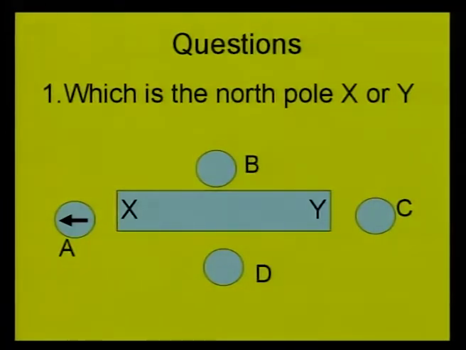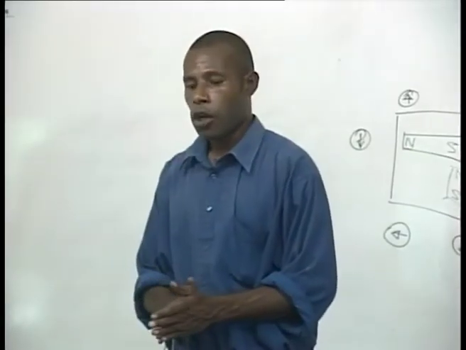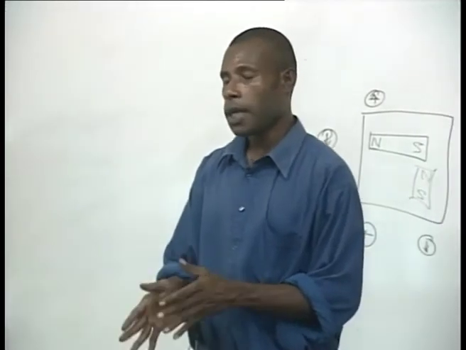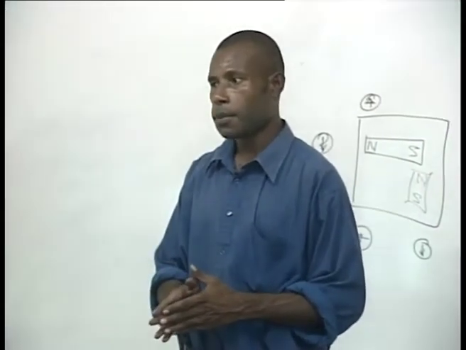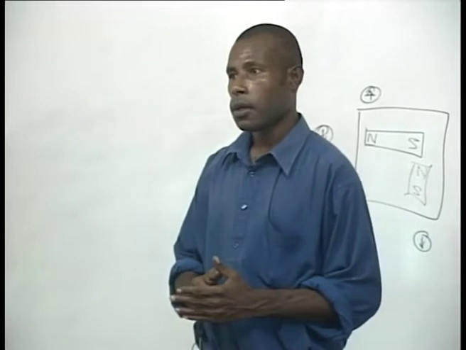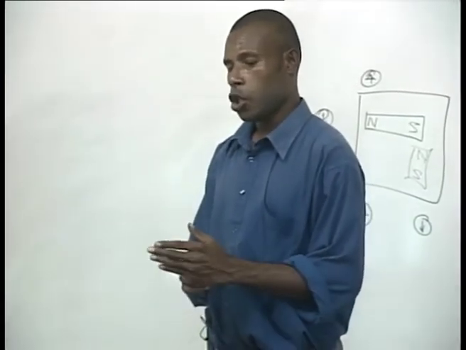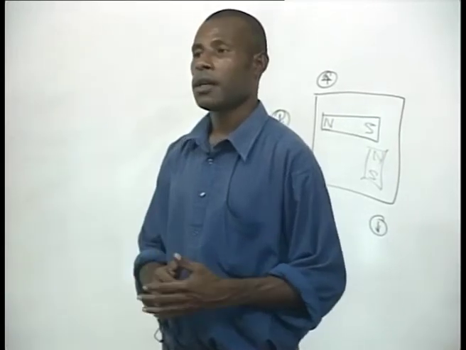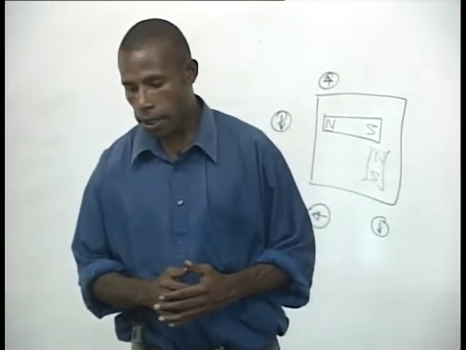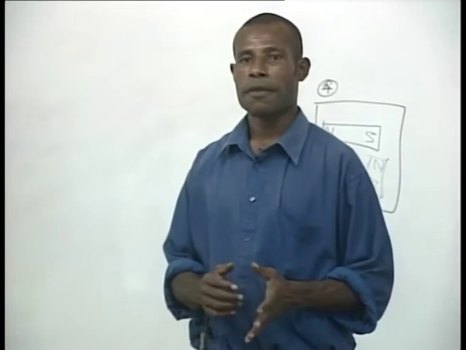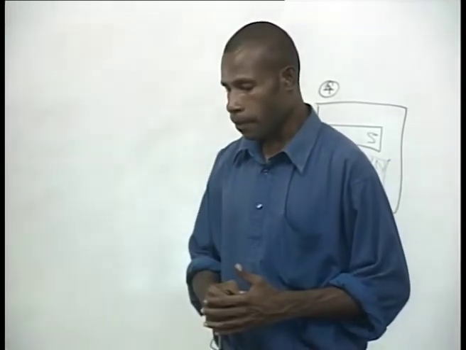Before we go to the first question, which is the North Pole, X or Y, we will look at how you can place the compass needle on those circles. The first one has been done for you, that is A, and following that you will place the needle on B, C, and D. I will ask the first person to come up quickly.